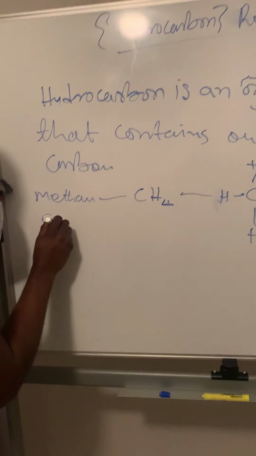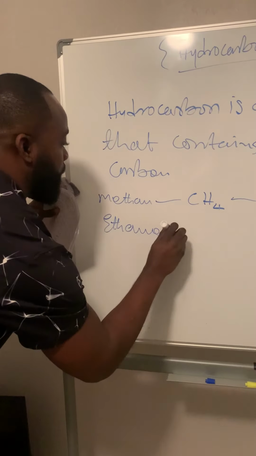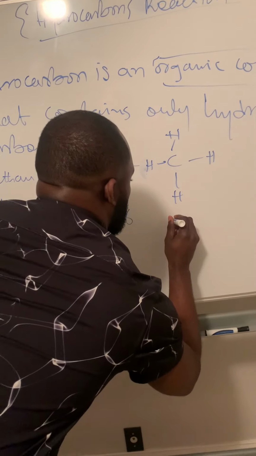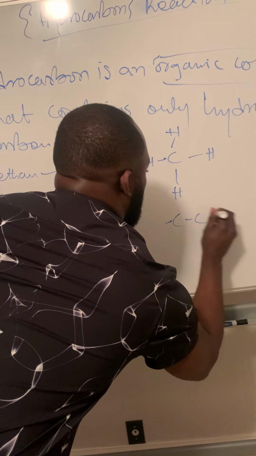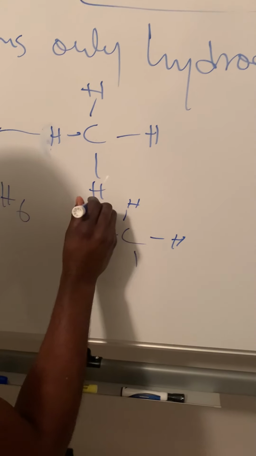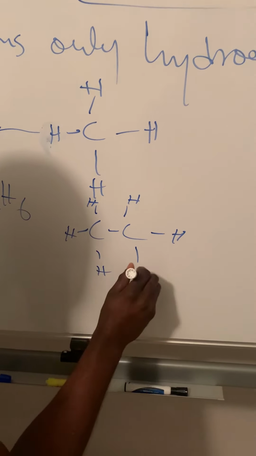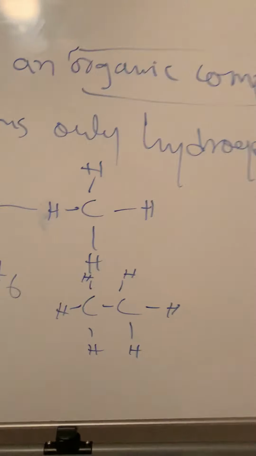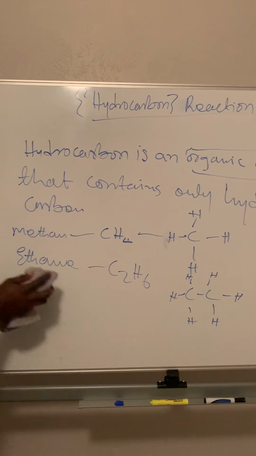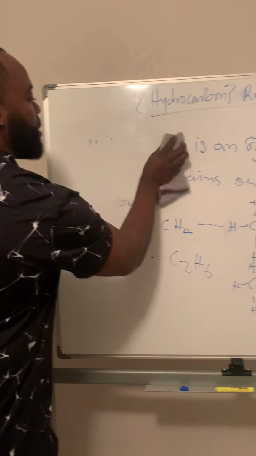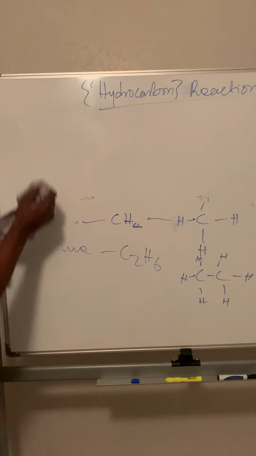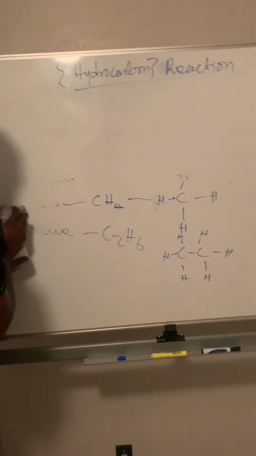So I have another example, which is ethane. Ethane is C2H6, which is 2 carbon and 6 hydrogen. I'm going to erase this part so I'll have a little space to write. So far so good. We already know some of the examples, which are methane and ethane.